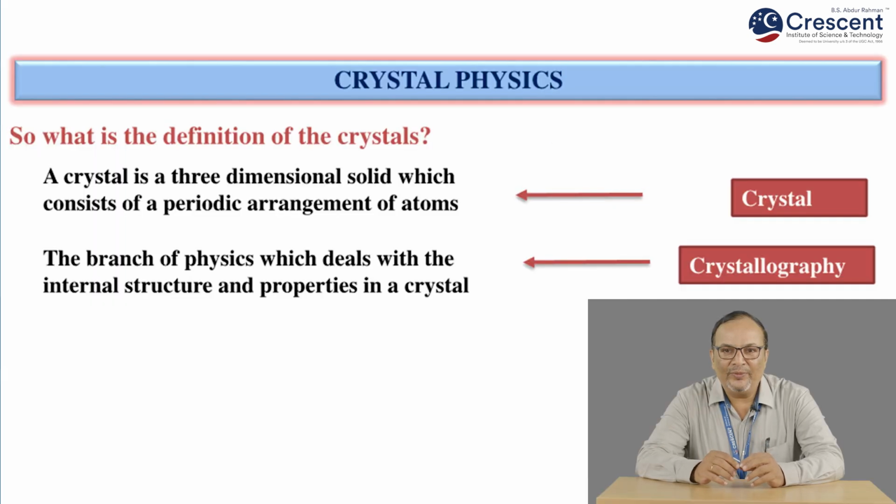Can you see what we mean by a crystal? The definition is given: a crystal is a three-dimensional solid which consists of a periodic arrangement of atoms. And what do you mean by crystallography? It is the field in which you study in detail the crystal structure and the properties of crystals.